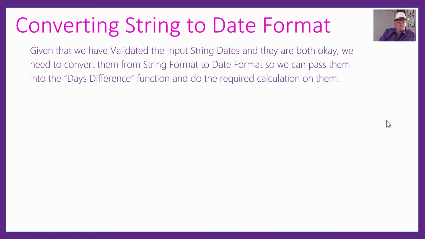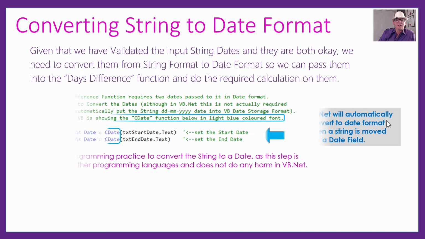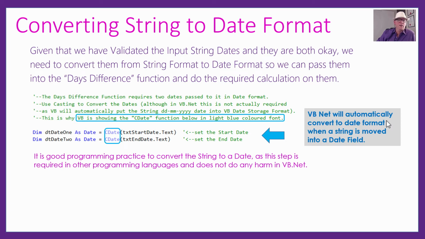All right, so we need to convert our string date, which came off the form, because remember it came out of the text box on the form, which means it's just a string. But this day's difference needs them in date format. So I've got to change that string value from the form into date format. We've already validated it, done our 3 checks. It's all okay, so it's all right to do this.